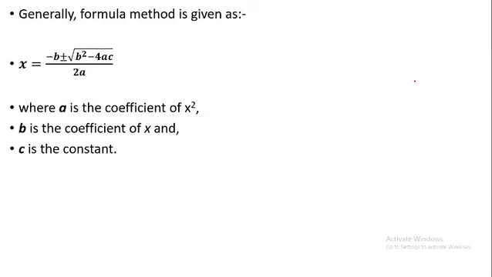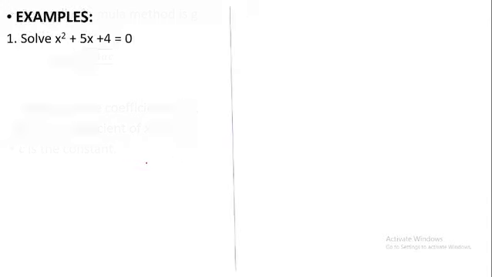Generally, formula method is given as x equal to minus b plus or minus square root of b squared minus 4ac all over 2a. Okay, where a is the coefficient of x squared, and then b is the coefficient of x, and c is the constant. Okay, so let's now apply this formula in some problems.